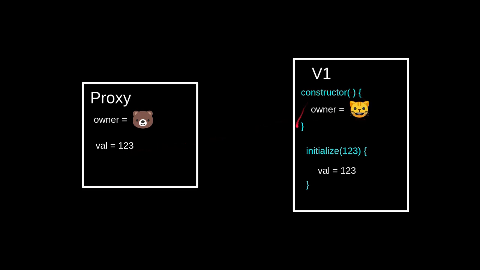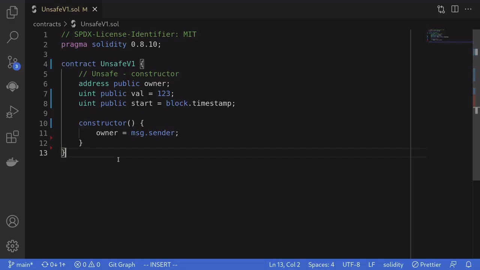To summarize, constructors are unsafe. So implementation contracts will usually not have a constructor. And in order to initialize state variables, we have another function called initialize. For safety reasons, this initialize function can only be called once. The OpenZeppelin upgrades tool is smart enough to warn us when there is unsafe code.